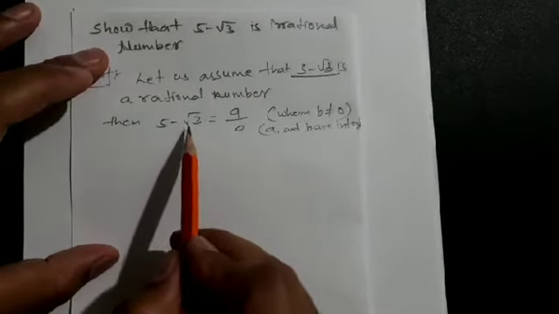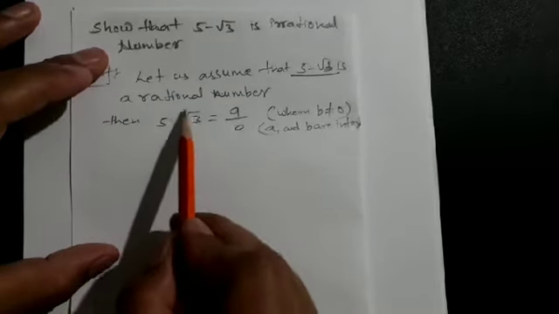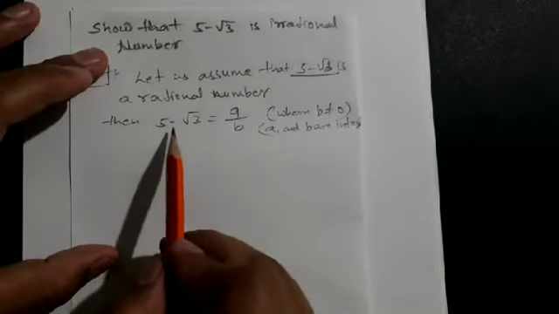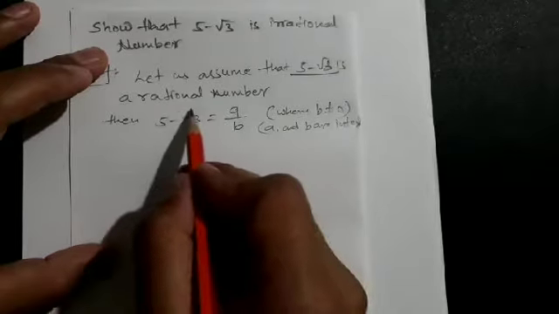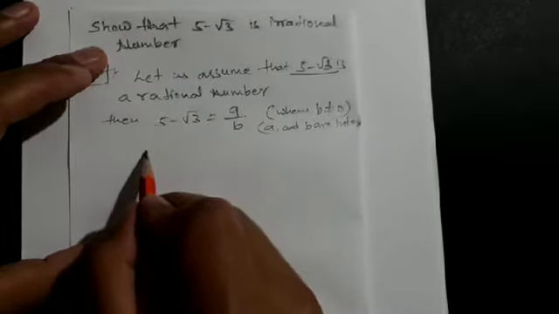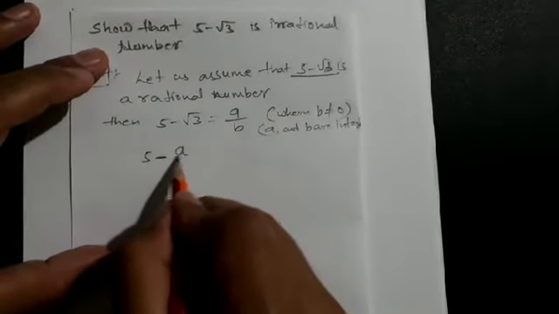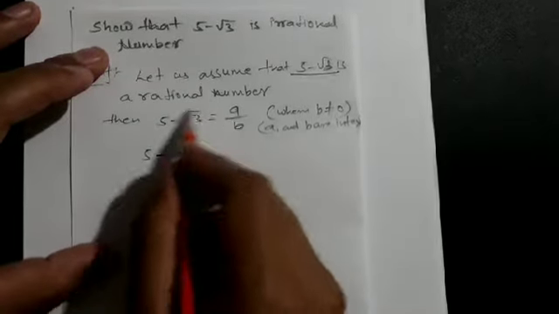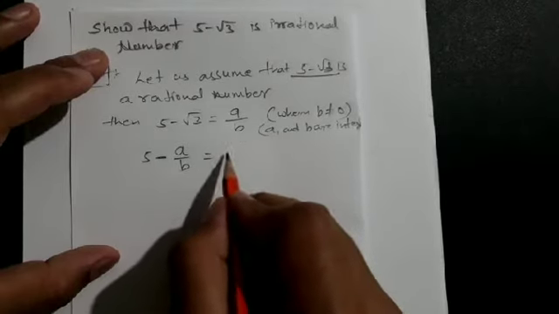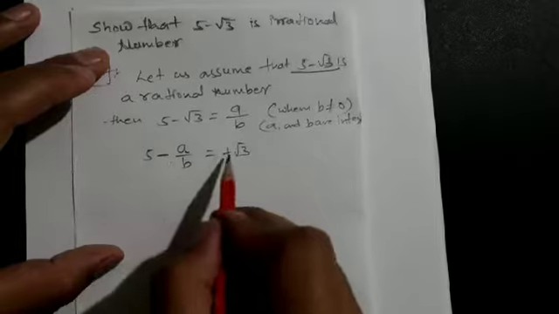Now we know only one thing, that root 3 is irrational. So we will transpose the minus root 3 to the right hand side so that we have a positive root 3, and a by b on the left hand side. So 5 minus a by b is equal to plus root 3. Getting this or not?